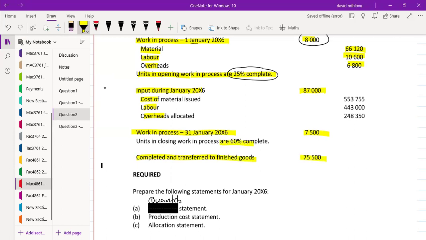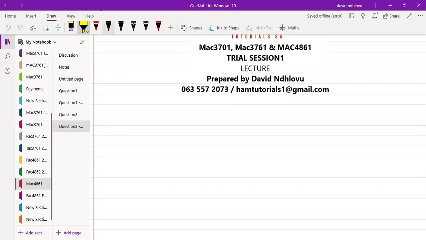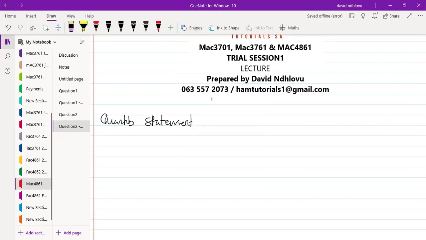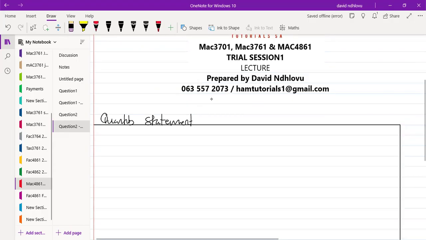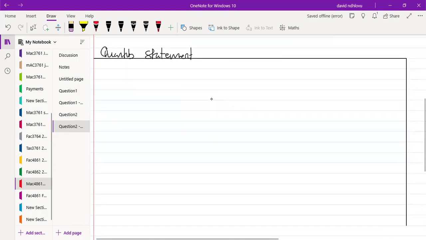So the first thing that you normally do with process costing is to construct the quantity statement. So we are going to look at the quantity statement, and I will explain as we go along the use of the quantity statement. You take your page and you divide it into two.